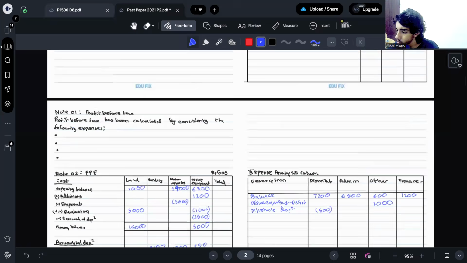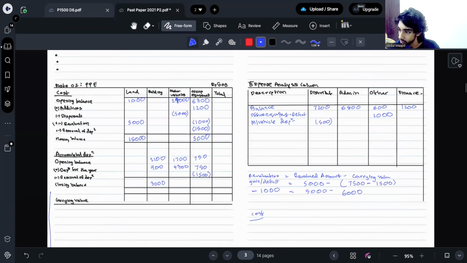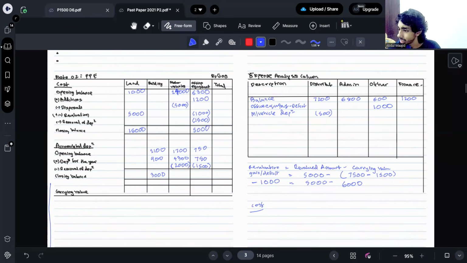So you are supposed to remove that accumulated depreciation of 2,000. So remember, when you're disposing an asset, you're supposed to remove the accumulated depreciation relevant to that asset only from the accumulated depreciation. But when you're revaluing, you have to remove depreciation both from cost and accumulated depreciation. Okay, so now let's find the disposal gain or loss.